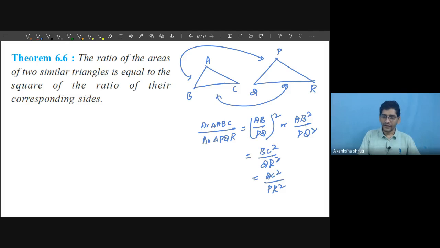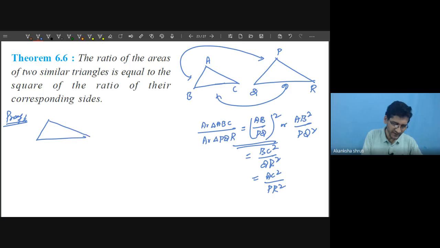So the theorem is like this. The ratio of area of two similar triangles is equal to the square of the ratio of their corresponding sides. That is how we have written it. So how is the proof? Let us write it quickly. For proving this, wherever the area is required, we need to draw a perpendicular to know the area, because area is given by perpendicular into base. So take the two triangles.